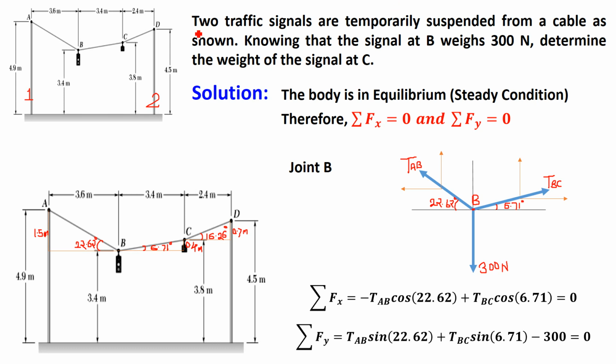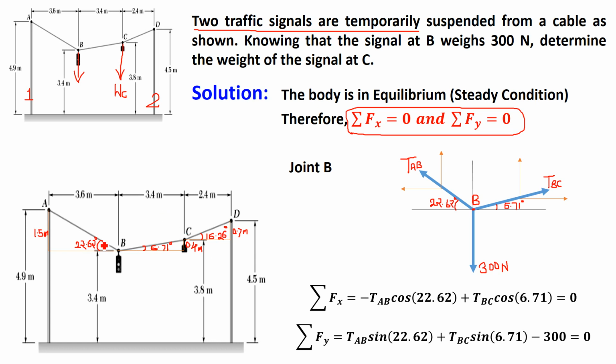The question is, two traffic signals are temporarily suspended from a cable as shown. Knowing that the signal at point B weighs 300 Newton, so this signal weight is 300 Newton, given to you. Determine the weight of the signal at point C. Here this weight we have to determine. Let us assume this is weight C, WC. Now the body is in equilibrium, that is steady condition, therefore summation of Fx equal to 0 and summation of Fy equal to 0. We know these are the equilibrium conditions.